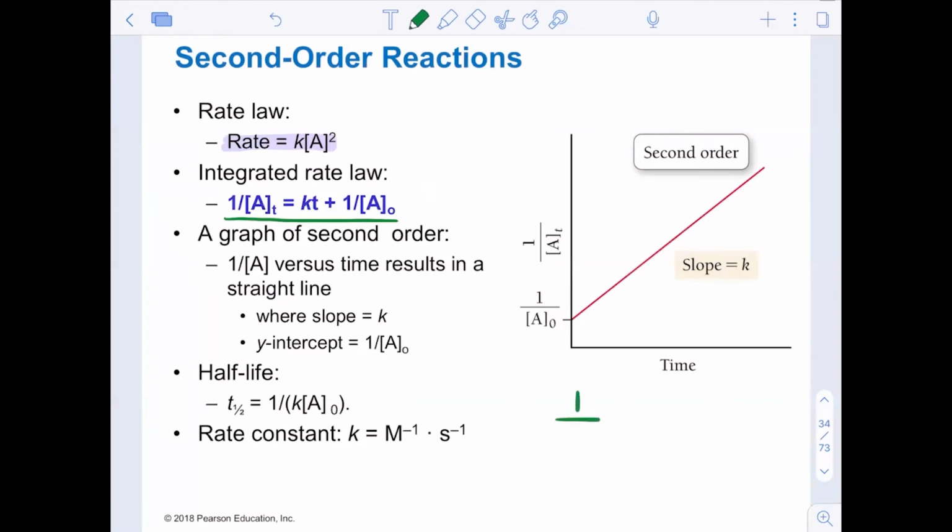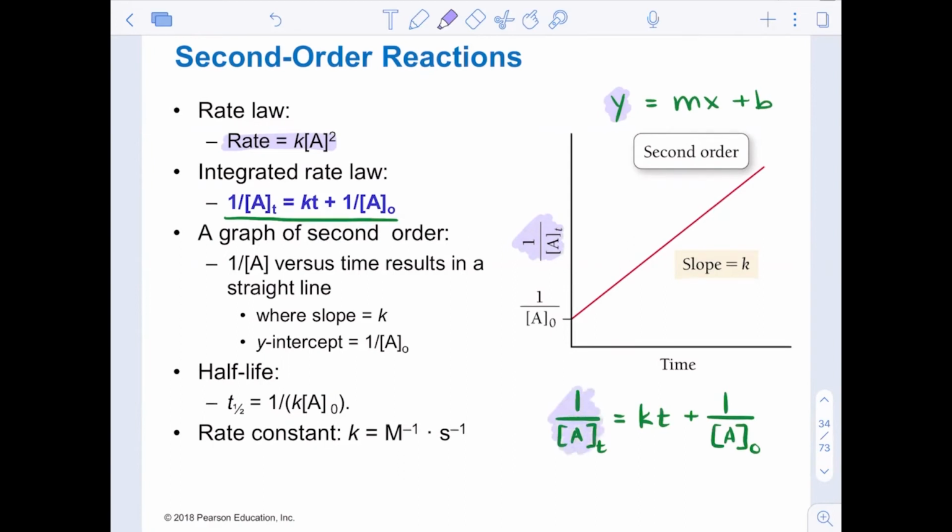I'm going to write it over here. 1 over the concentration of A at time t is equal to kt plus 1 over the initial concentration. y equals mx plus b. For y, we plot 1 over A at time t.